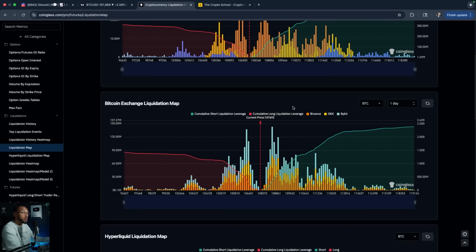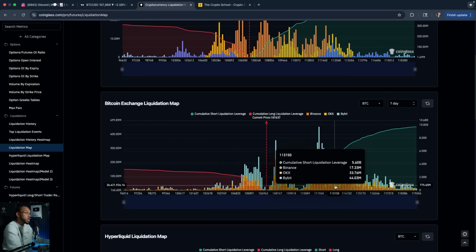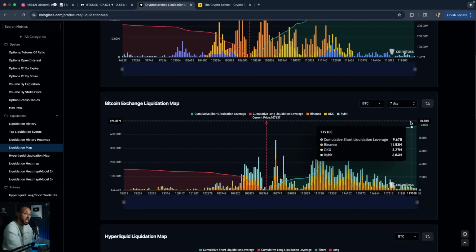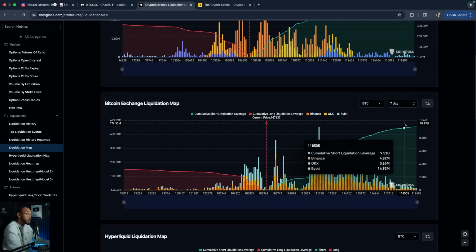Now, one thing you can also do is you can change your time frame. So instead of looking at the 1 day, which is more of a shorter time frame, you can look at the 7 day, which is a more midterm time frame. And when you look at the more midterm time frame, do you notice how this green bar goes way higher? It means that when you zoom out, there are way more liquidations to the top side than there are to the bottom side here on the more midterm.